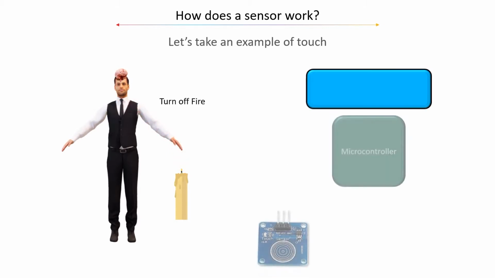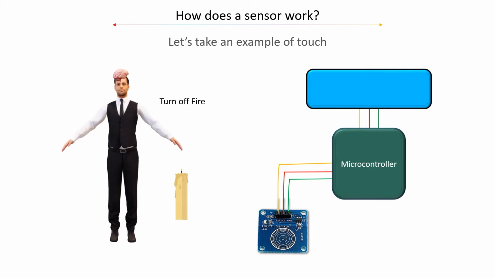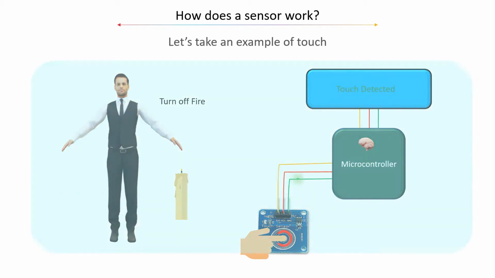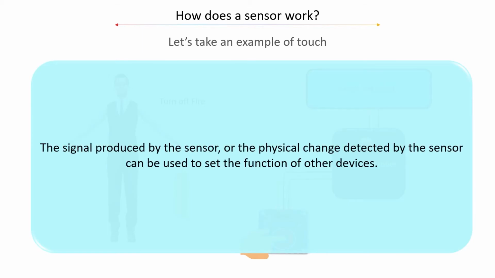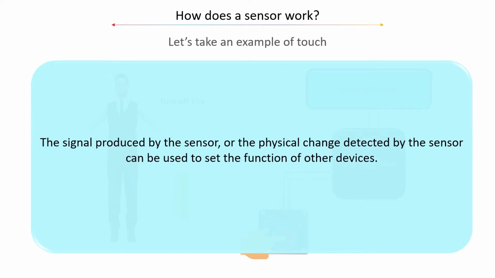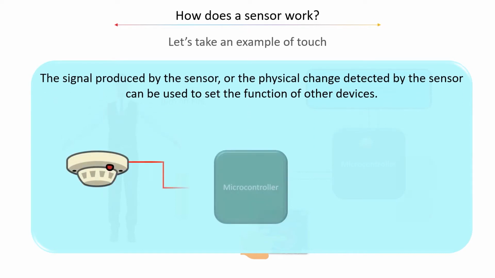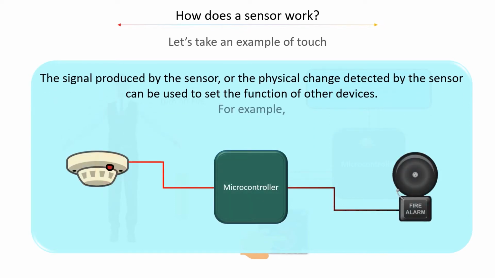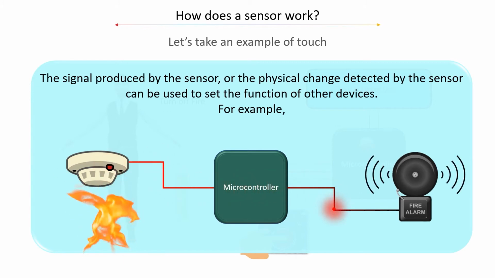Similarly, sensors are connected with a device called a microcontroller, which is the brain of any electronic device. The sensor senses the physical change and produces an electrical signal, which is then sent to the microcontroller, which in return tells us about the physical change. The signal produced by the sensor or the physical change detected by the sensor can be used to set the function of other devices. For example, a fire alarm signal produced by a sensor on detecting fire is used to blow the alarm.